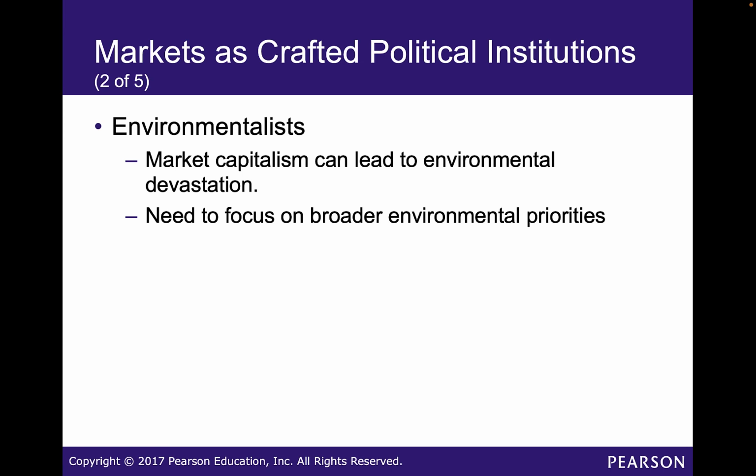Environmentalists believe that market capitalism can lead to environmental devastation. And we need to focus more on some of these environmental priorities that exist out there. It's something that's a real concern. Should you allow a business to pollute if it's bringing jobs into that area? One of those moral dilemmas again.